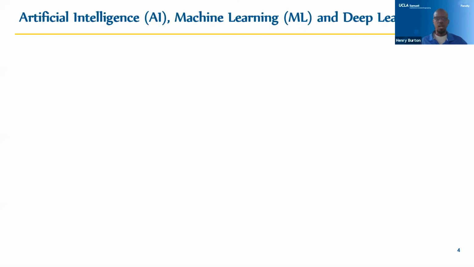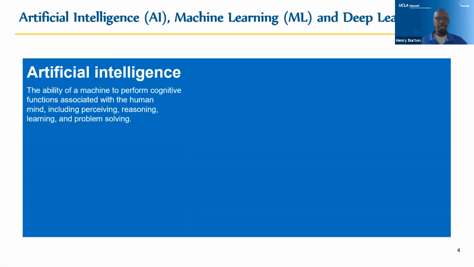So to start, I thought I would make the distinction between artificial intelligence, machine learning, and deep learning. I think even here in the US, a lot of people use these terms interchangeably, but they're actually pretty distinct, right? So artificial intelligence is this broad category of technologies that allow machines to perform functions that are associated with the human mind. So things like perceiving, reasoning, and learning, and problem solving.